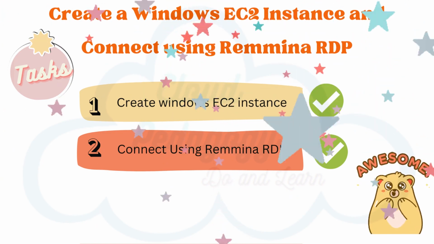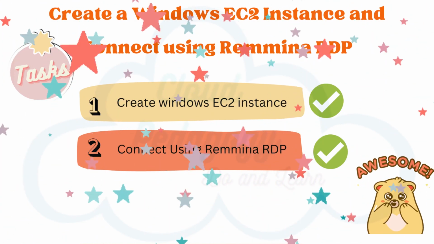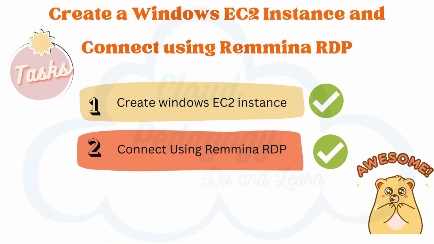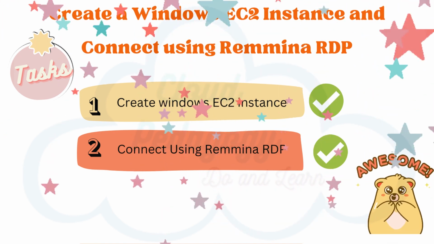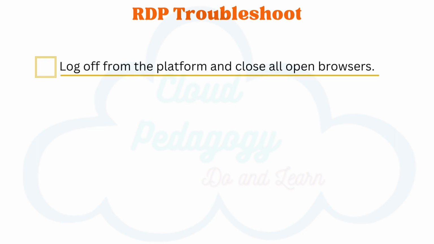Congratulations! So now that we have successfully connected to an Amazon Windows instance, we can perform all of the operations and tasks that we would normally perform on the Windows operating system. Before wrapping up today's session, I would like to give some tips on how to troubleshoot RDP connection issues. If at any point you get an error to open or download the RDP, just try to follow these tips.